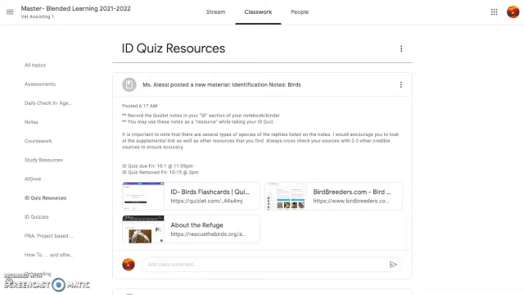So we have our ID quiz resources. We are doing our identification notes on birds today. I have a few different resources in here for you.